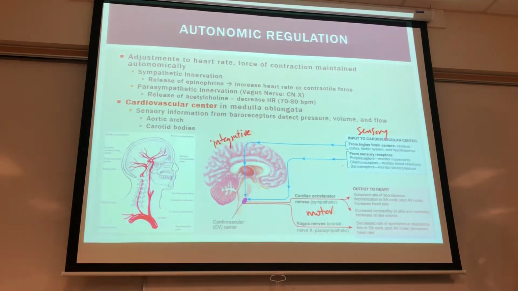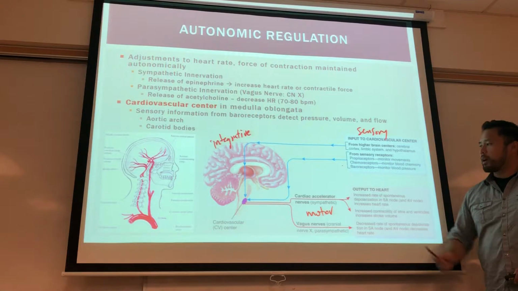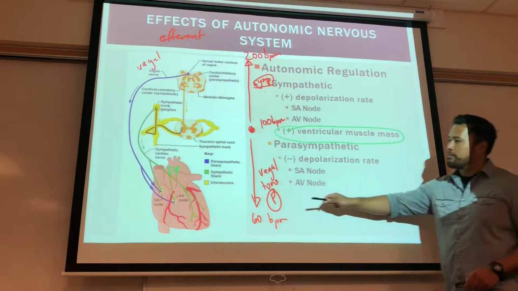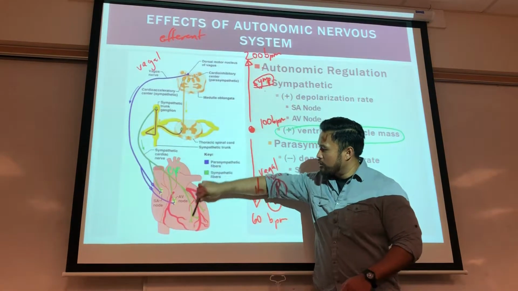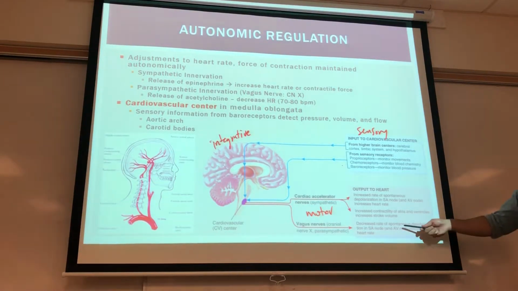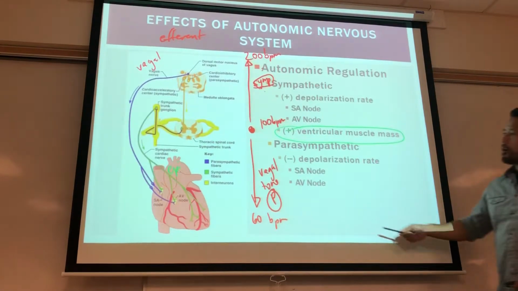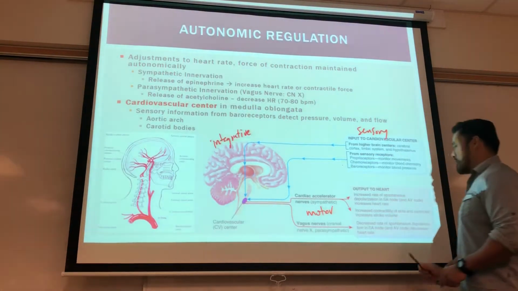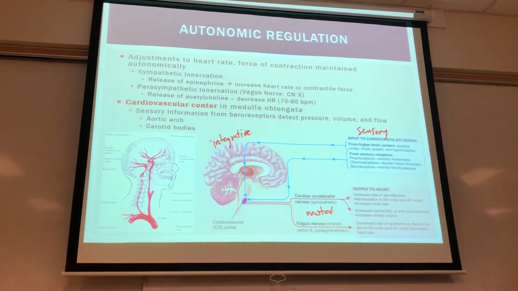Motor pathways we already described earlier. Cardioaccelerator is going to increase the rate of depolarization of the SA node. It's going to also increase contractility of the ventricles. If we look at parasympathetic output, it only decreases the depolarization of the SA node as well as the AV node. So it decreases heart rate. We've already talked about that.